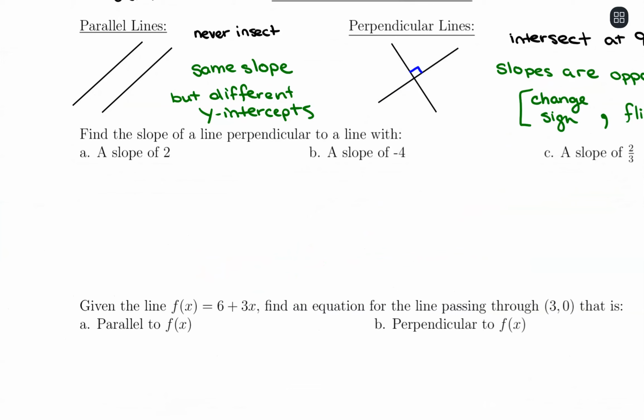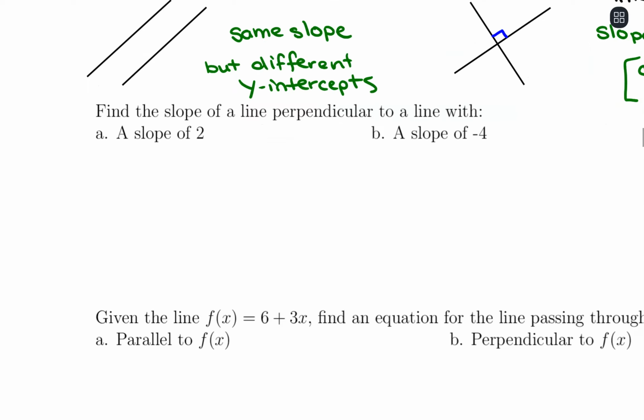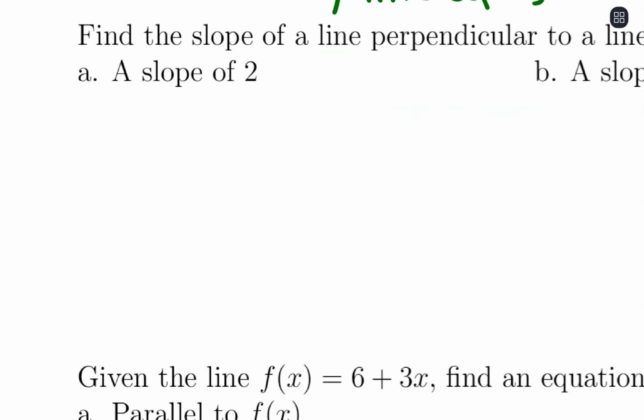Here we have three slopes: a slope of 2, a slope of -4, and a slope of 2/3, and we want to find the slope of a line perpendicular. So basically, practice finding that opposite reciprocal. Our original slope here is +2, and what'll help is to think of this as a fraction, 2/1.